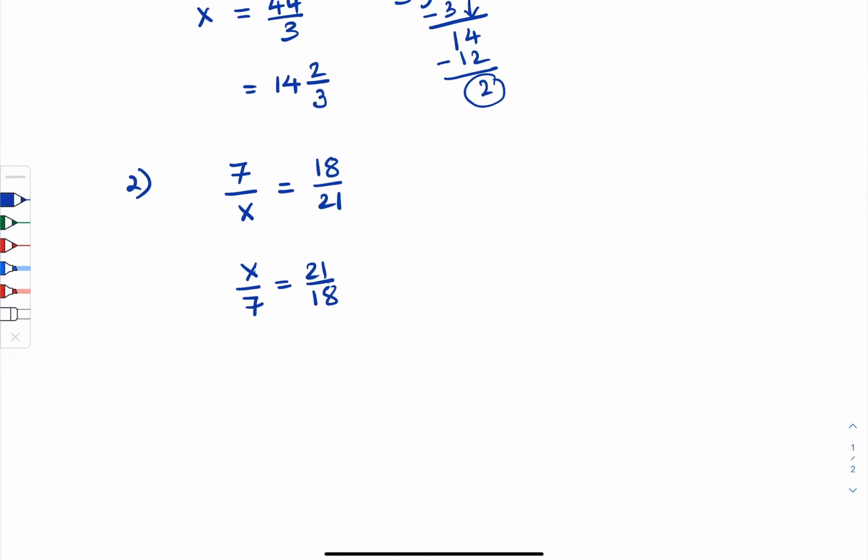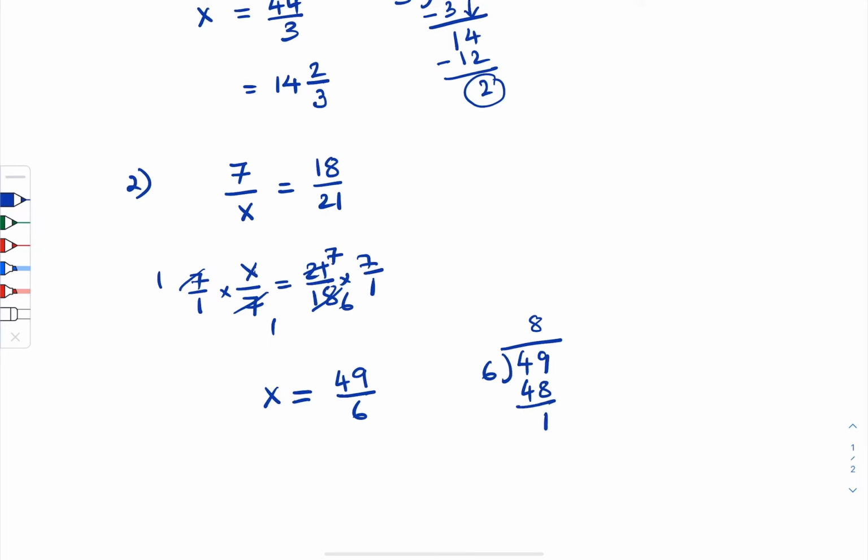So when I do that, now I'm going to undo the 7 by multiplying both sides with 7 over 1. There you go. So the left side simplifies to x, and the right side I can simplify further by reducing the 21 and the 18. So 3 times 6 is 18 and 3 times 7 is 21. So x is equal to 49, 7 times 7 is 49, over 6. Again, I have an improper fraction. I could change that to a mixed number. So if I do my long division, 6 times 8 is 48, leaving behind 1 as a remainder. Therefore, this could be written as 8 and 1 over 6.